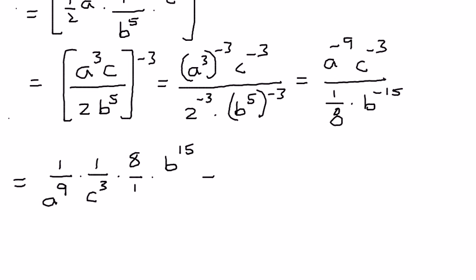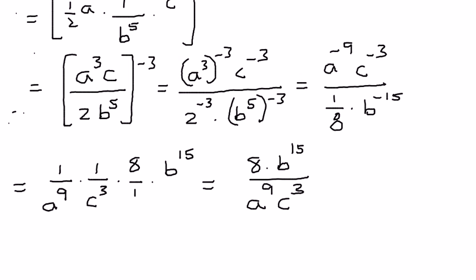So therefore if I put all of this together, I have 8 times b to the power of 15 divided by a to the power of 9, and then c to the power of 3. And this is where we want to leave it. This is our answer. This is the way we want to simplify these types of problems.